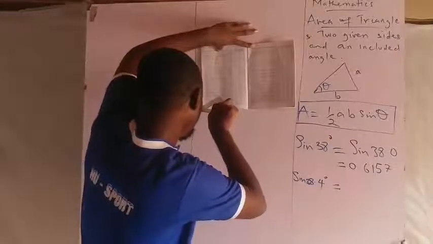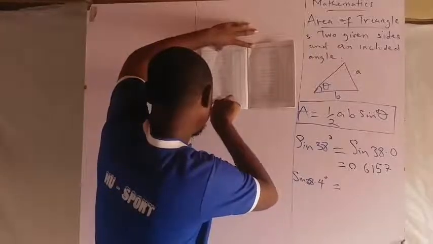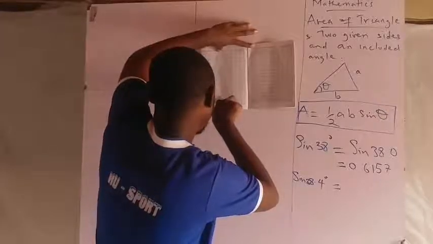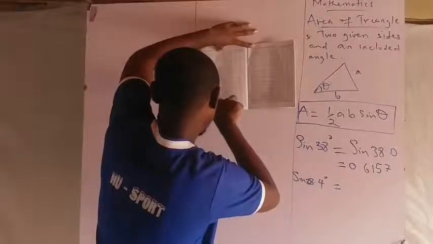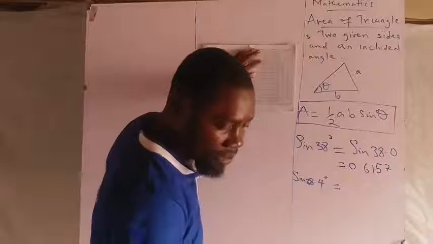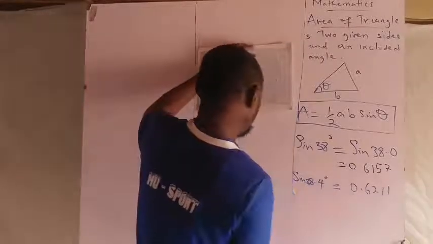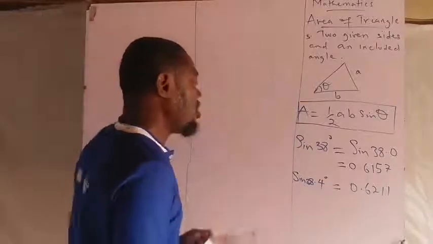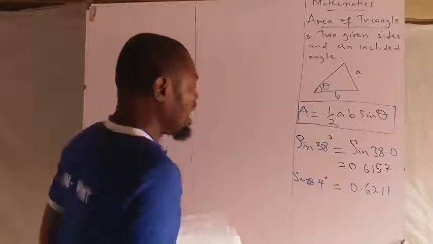Our answer here is 0.6211. So sine 38.4 is 0.6211. You can look for other functions.